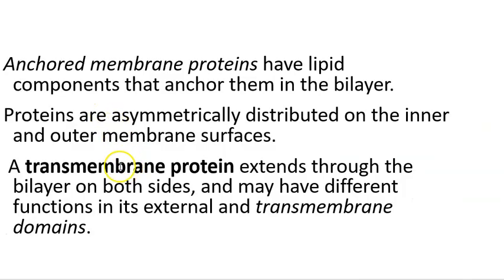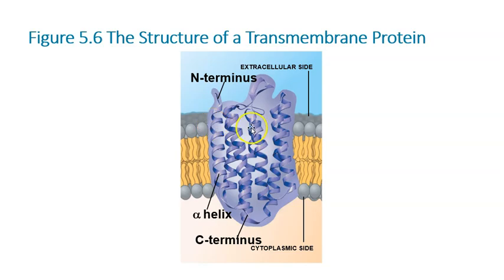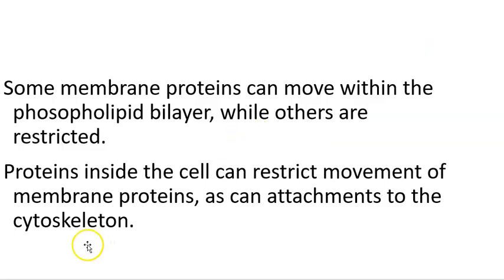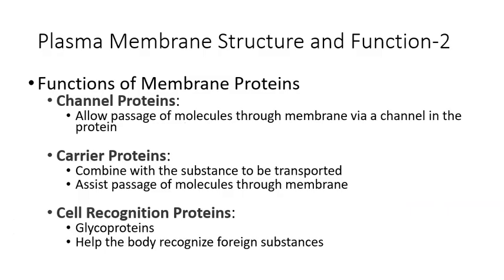Proteins are asymmetrically distributed, and so a transmembrane protein extends throughout the bilayer, or integral, and so you can see right there the transmembrane protein. Some membrane proteins can move within, while others are restricted. How are they restricted? Because they can attach to the cytoskeleton, and that would restrict their movement.